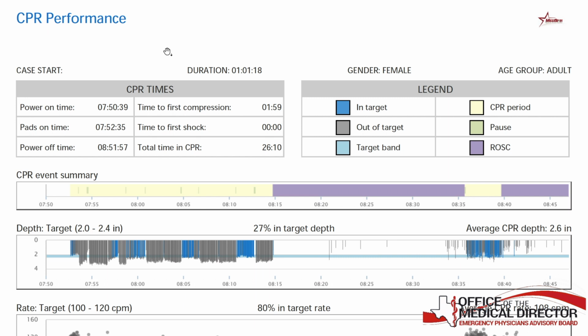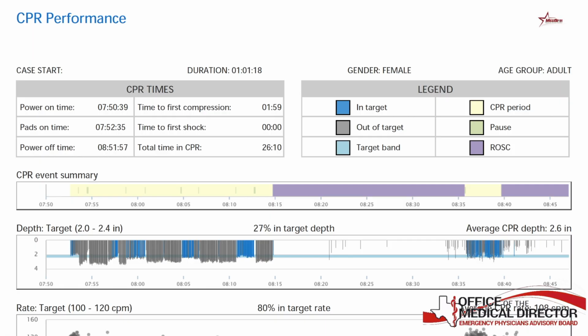First thing you're going to see on this thing is a bunch of times, CPR times, power on time, all that. All these times. They don't really matter. They're not very pertinent. So whatever, there they are. You got a legend here, which should be pretty self-explanatory. It kind of tells you what your colors down in the graphs represent.